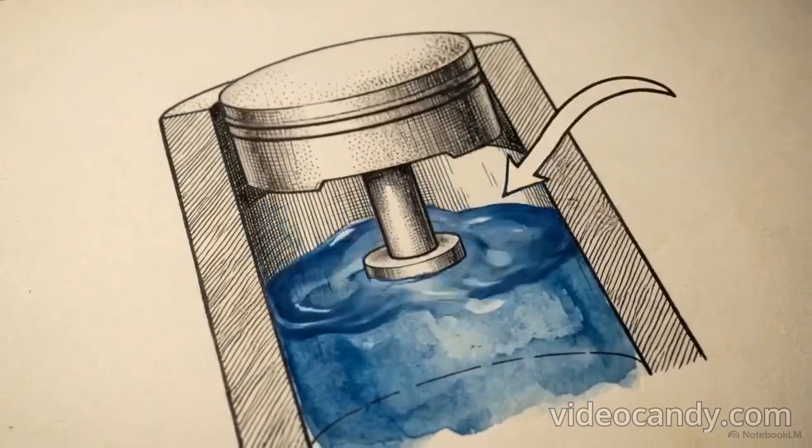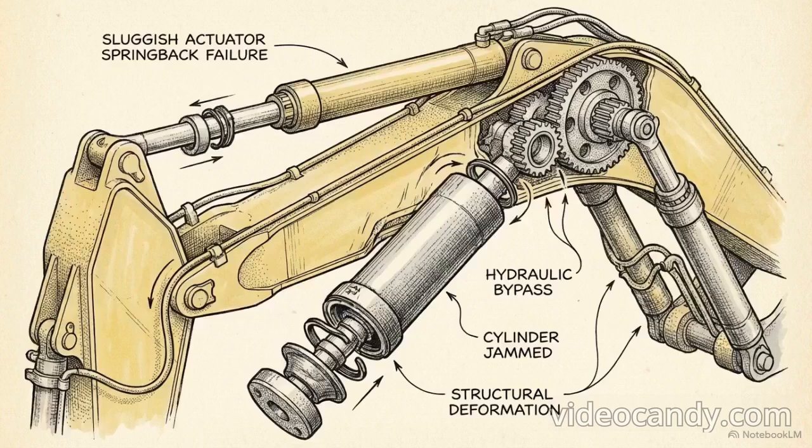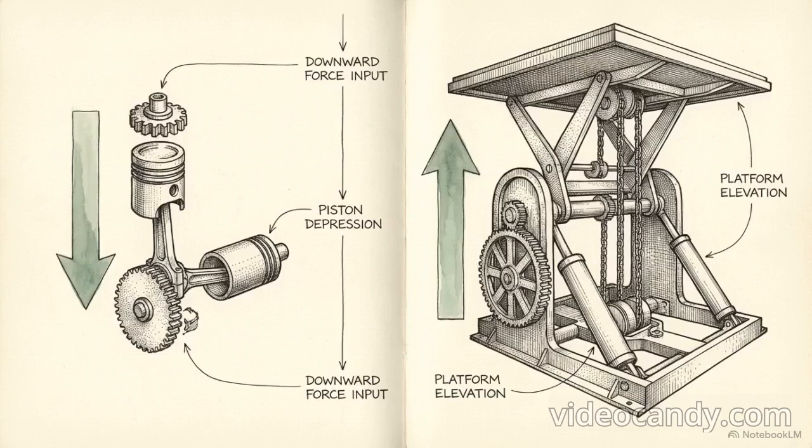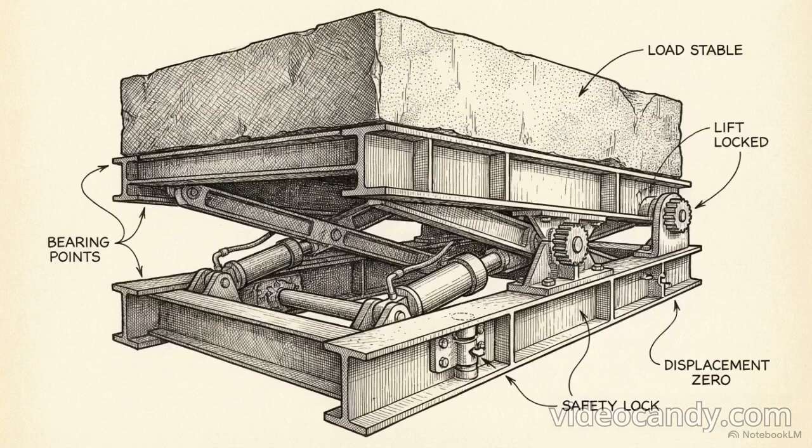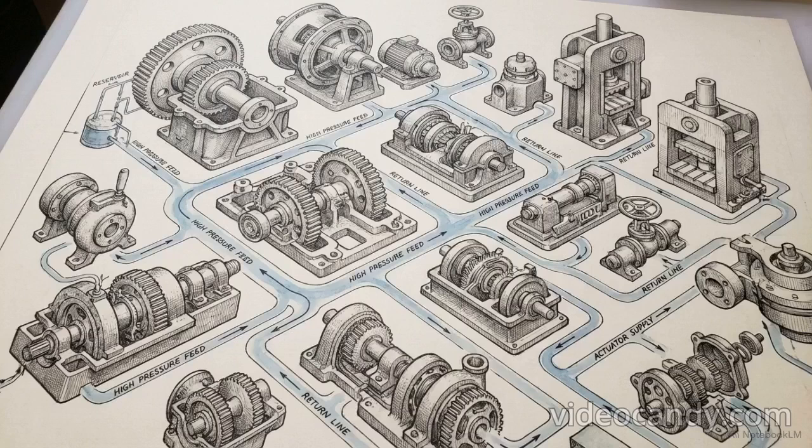If the bulk modulus is too low, the fluid acts like a liquid spring, absorbing and storing mechanical energy, leading to sluggish actuator responses and dangerous springback effects in the cylinders. Treating the fluid as a rigid, incompressible medium through a high bulk modulus guarantees that any displacement at the pump instantly moves the load at the actuator.